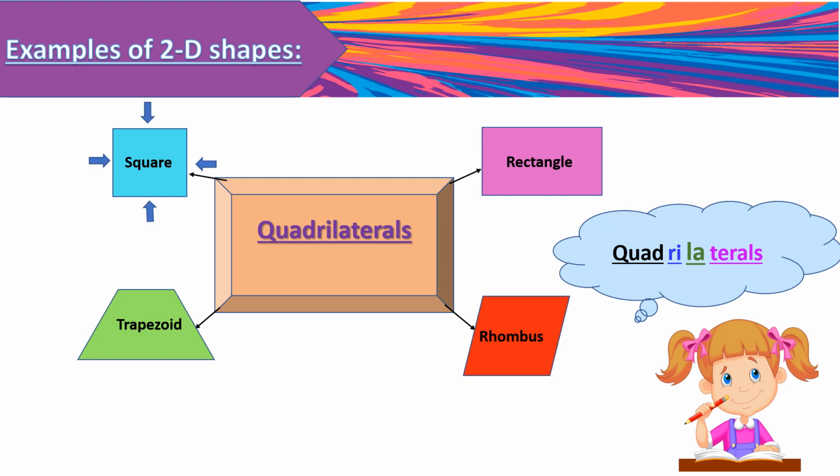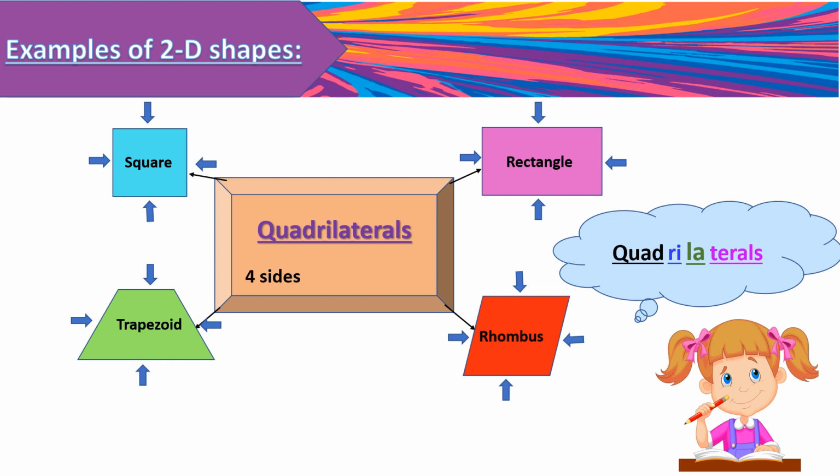First, our square. How many sides do you have? 1, 2, 3, 4. 4 sides. Okay, let's move to rectangle. How many sides do you have, rectangle? 1, 2, 3, 4 also. And let's move to trapezoid. 1, 2, 3, 4. Rhombus. 1, 2, 3, 4. So all of them have 4 sides.